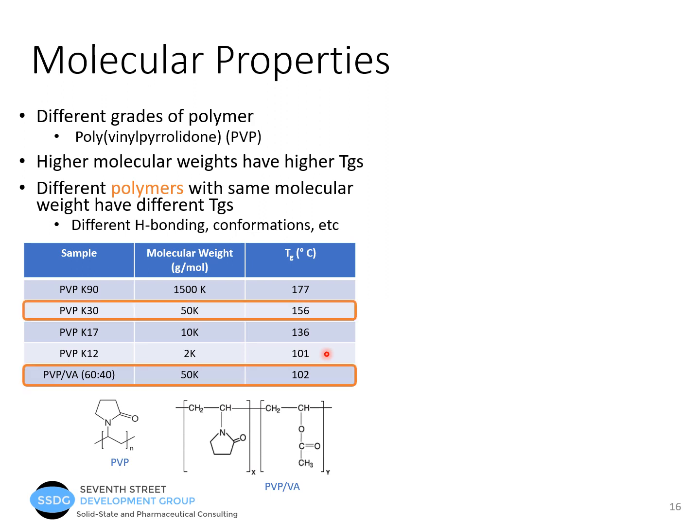Even if we look at different polymers with a similar molecular weight, we can see a significant difference in glass transition temperature. So it's not just due to the molecular weight, it can also be due to the interactions, the different hydrogen bonding, conformations. All of those things will play a role in the glass transition temperature. So here we have 50K PVP K30 with a glass transition temperature of 156, but if you go to PVPVA, it drops to 102. So again, understanding how your glass transitions change with molecular weight can also be very useful.